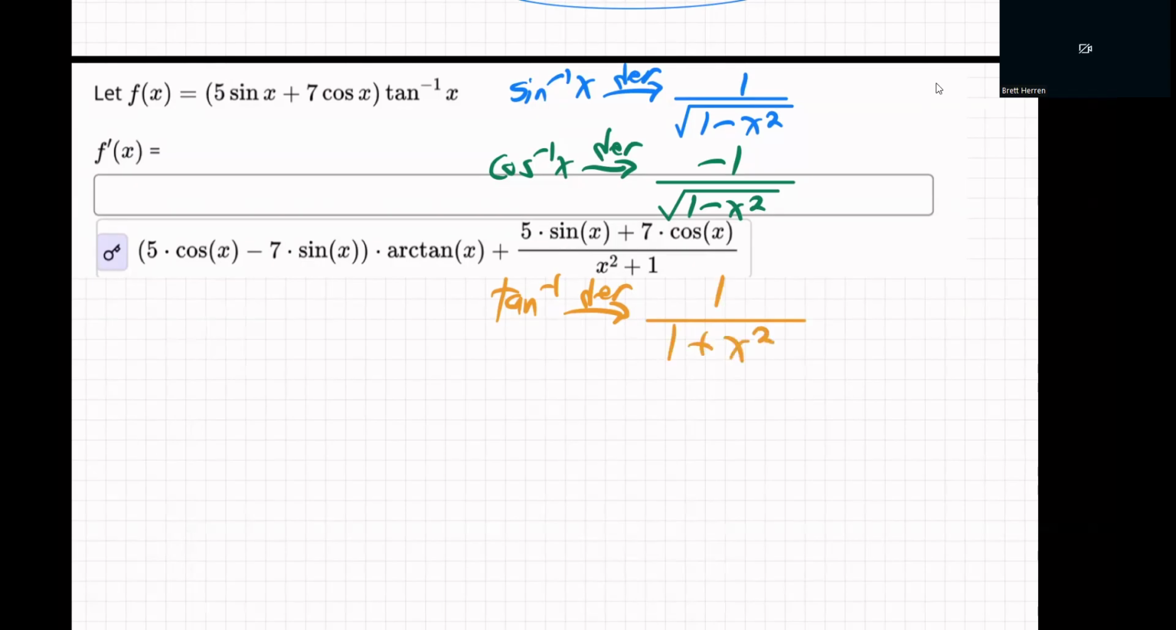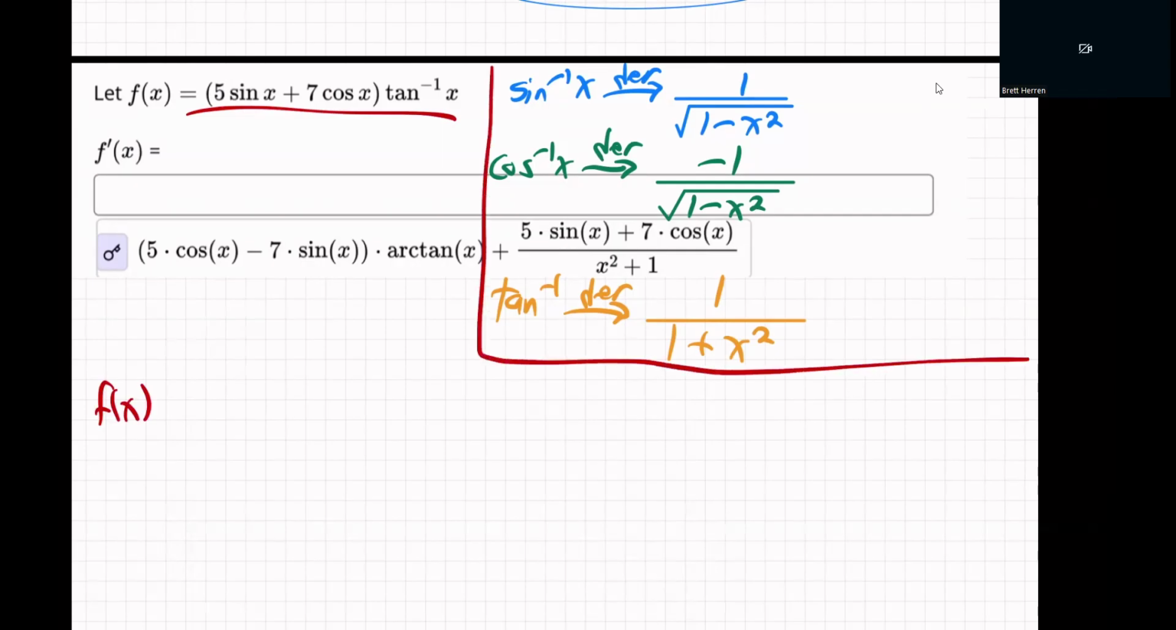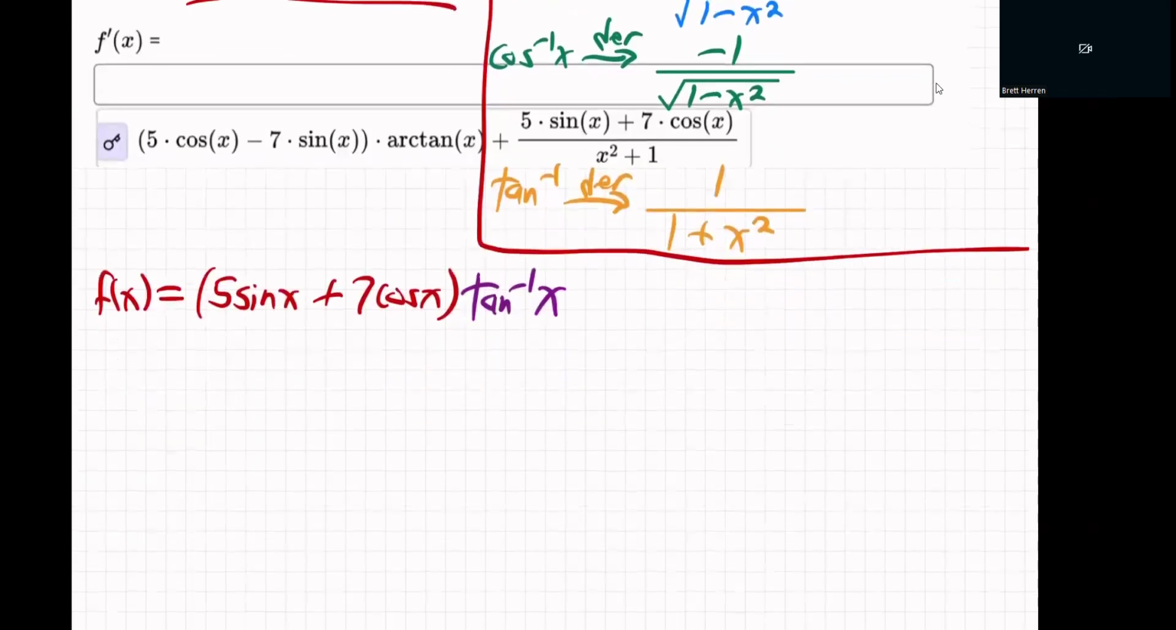So, all right, that's what we have. Let me bring it on down. So here's our function. These are the rules, put this aside. Our function is f of x equals 5 sine x plus 7 cos x times tangent inverse of x. Let me change up the color for clarity. All right, so how do we do the derivative?